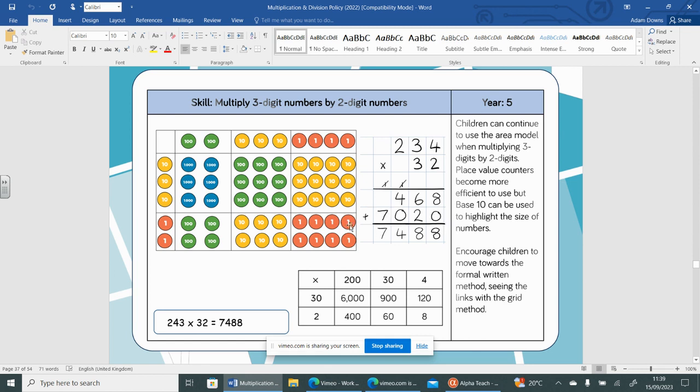Once I've done that, I put another line in, my addition symbol, and then I would add them up. So I've got 8, add 0 is 8, 6, add 2, 8, 4, add 0 is 4, and then my 7,000 at the end is still 7,000 there. The answer would be 7,488.